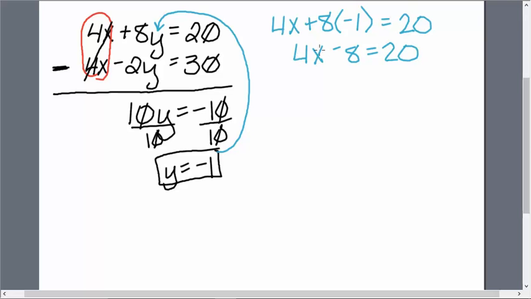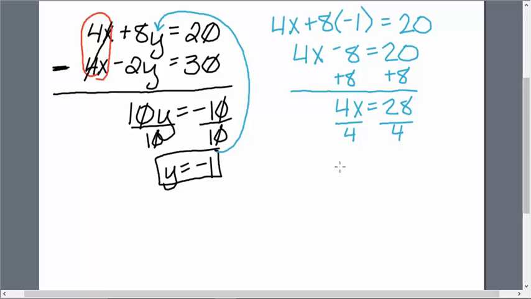I want x by itself, so I deal with the stuff furthest away first. I'm going to add 8 to both sides. So I've got 4x equals 28. Divide everything out by 4, and I get that x equals 7. This is a completed problem when I have both x equals and y equals.